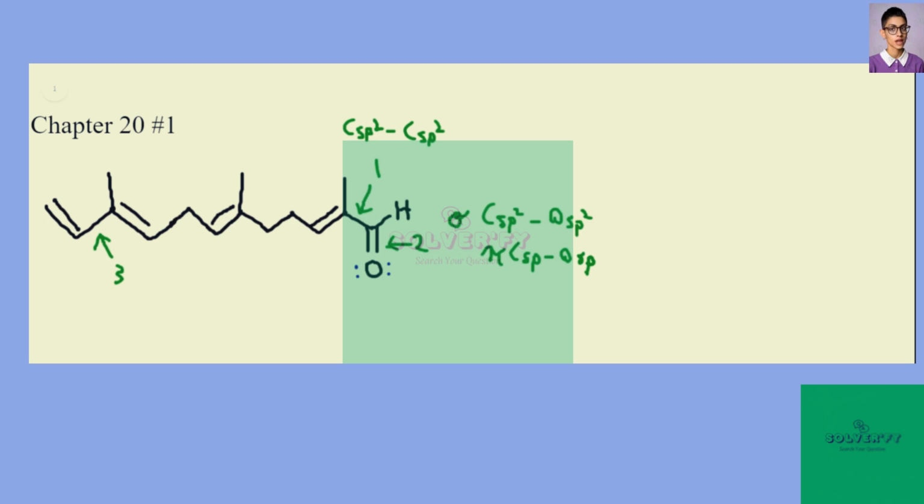Oops, so just an O p orbital rather. Actually, this should just be a p orbital for the carbon as well. So a carbon p orbital and an oxygen p orbital.